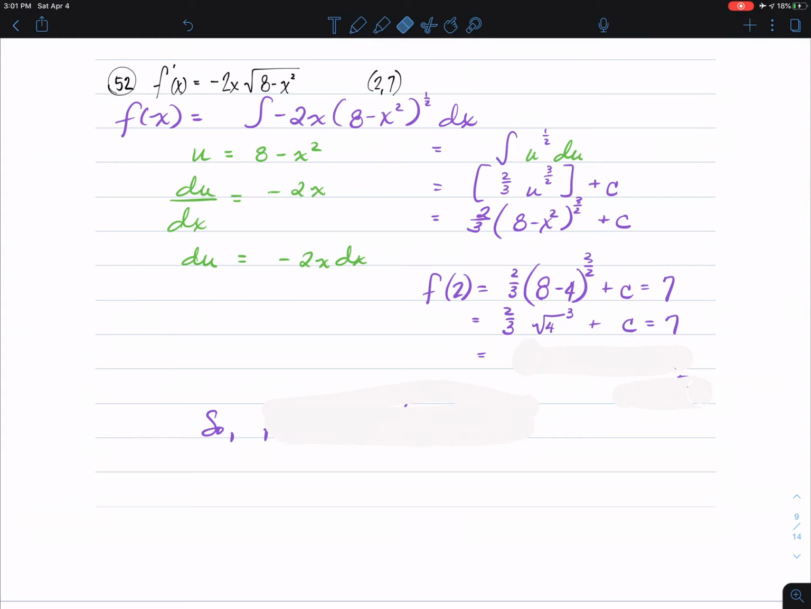So we'll do the work then. Notice that I used that 3/2 power. I thought of that as a square root cubed.